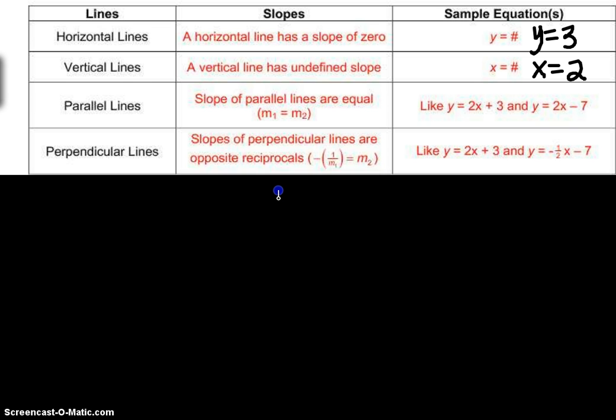And then the last one is going to be a perpendicular line. Here, the slopes of perpendicular lines are opposite reciprocals. You guys have heard me use that terminology before. So an example would be if I had y equals 2x plus 3, my 2 is positive. It's just like saying 2 over 1. Here, I would change the sign, so I have a negative. And I'm going to flip my fraction. That's what a reciprocal is. That's why I have 1 over 2. So y equals negative 1/2 x minus 7 is a perpendicular line to y equals 2x plus 3.